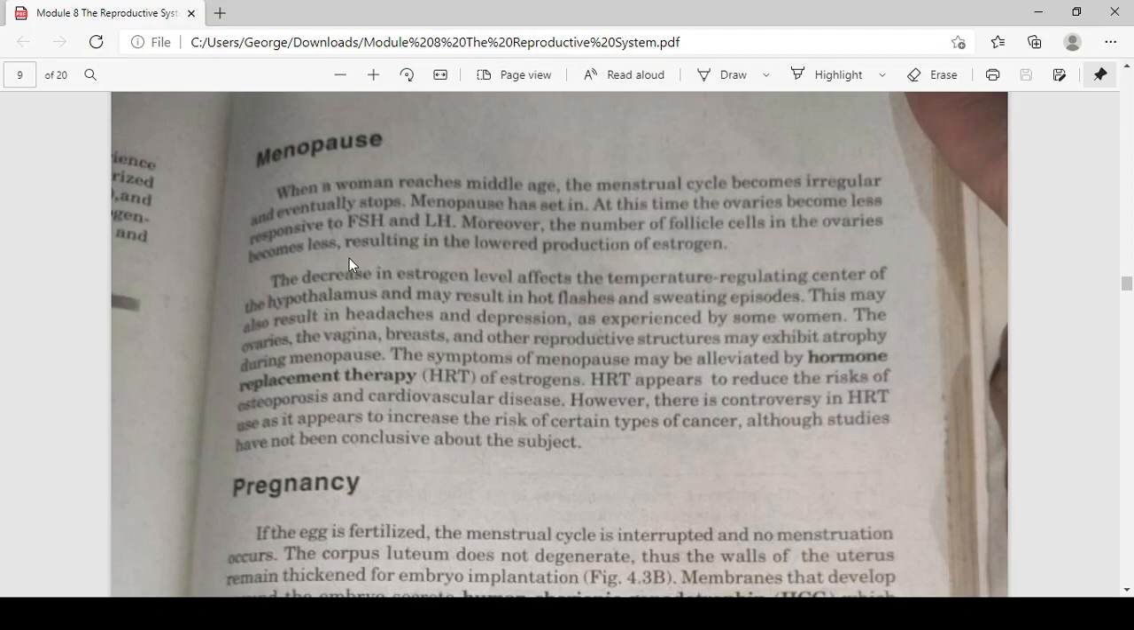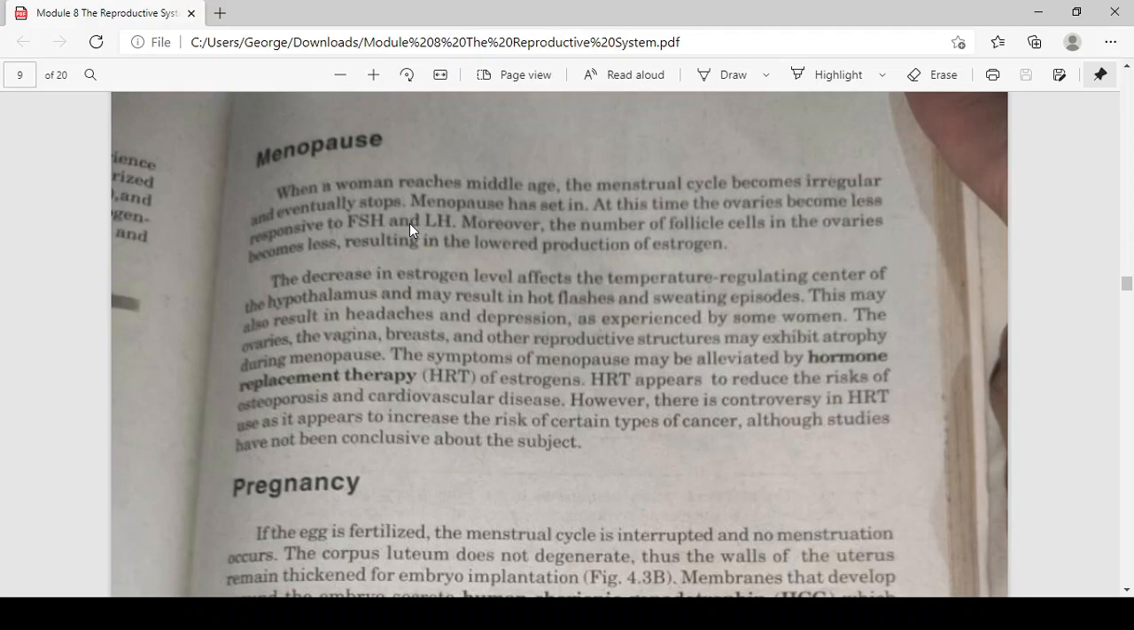The ovaries, vagina, breast and other reproductive organs may exhibit atrophy during menopause, meaning magambag mo atrophy is decrease in size. Decrease in size or in quality of cells is atrophy. The symptoms of menopause may be alleviated by hormone replacement therapy, HRT, of estrogens or duwangan ng estrogen cells.